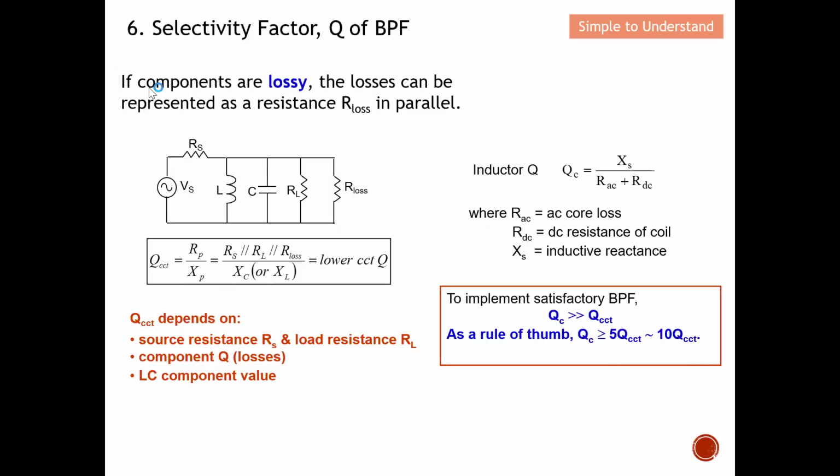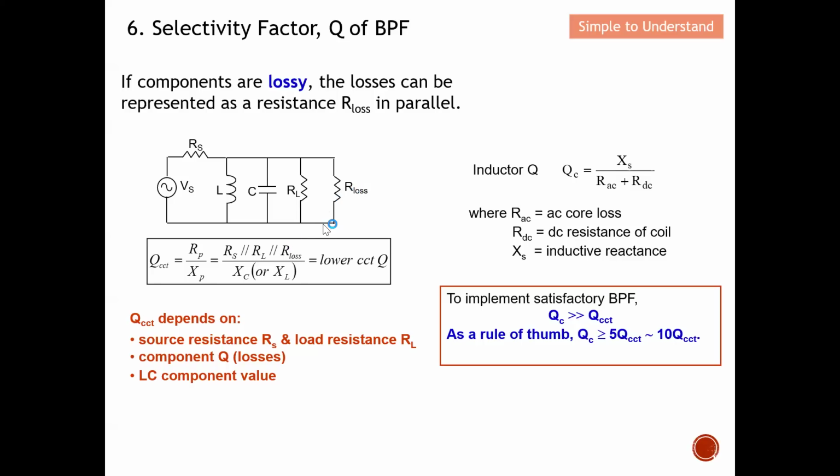Coming to the last slide for the selectivity factor. Most of the time, the components are lossy. For example, the inductor is not a perfect inductor. You have some form of loss, and we need to classify this loss. The loss can be represented as a resistor R loss in parallel, as you can see from here. Why is this very important? For a parallel resonator, once we have this loss, I need to consider this R loss. Let's say this R loss is a very small number. When the resistors are all connected in parallel, they are going to be determined by the small number. Hence, the Q value may be affected.